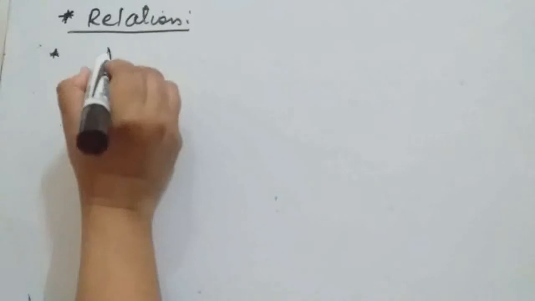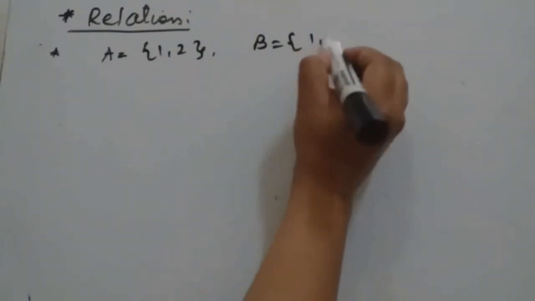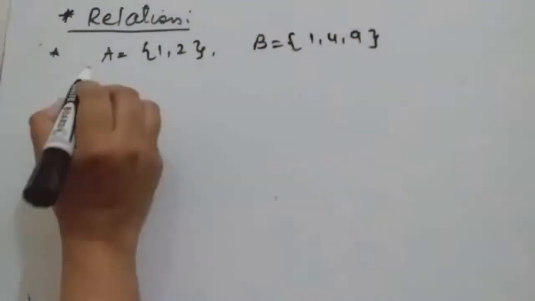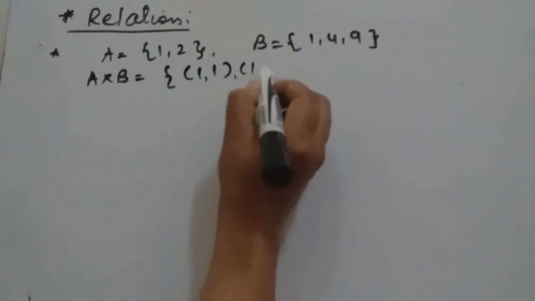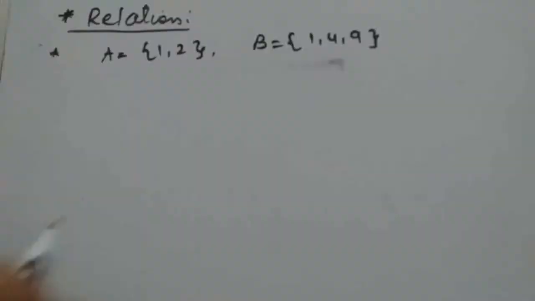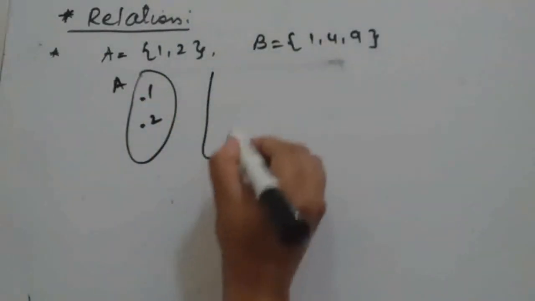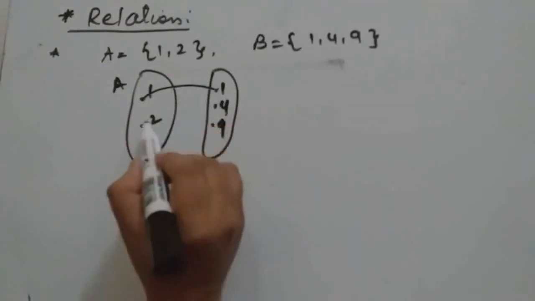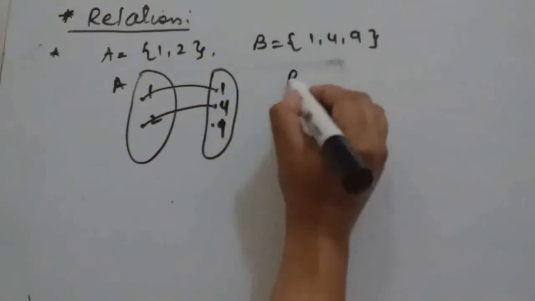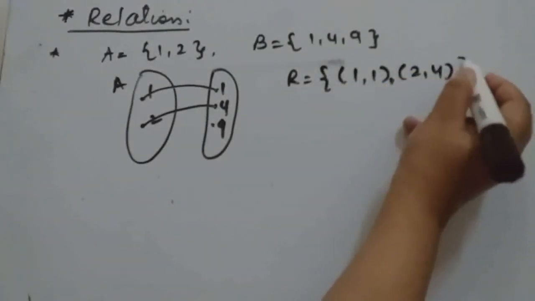Now we will write an example. Suppose A is {1, 2} and B is {1, 4, 9}. So A cross B will be (1,1), (1,2) and so on, or we can directly write the arrow diagram, no problem. So {1, 2} is A, this is the arrow diagram, and {1, 4, 9}. So 1 is related to 1, 2 is related to 4. So relation R consists of two elements: (1,1) and (2,4).